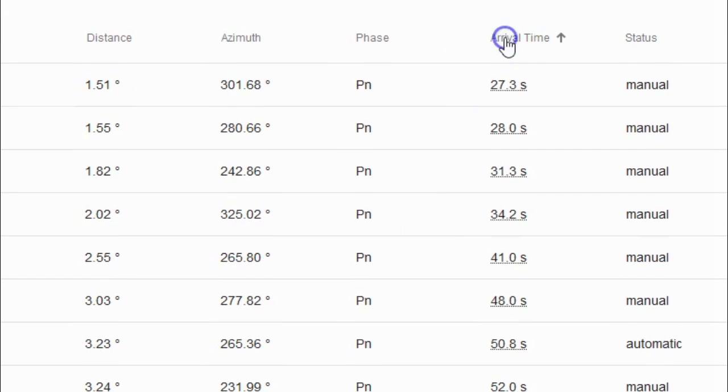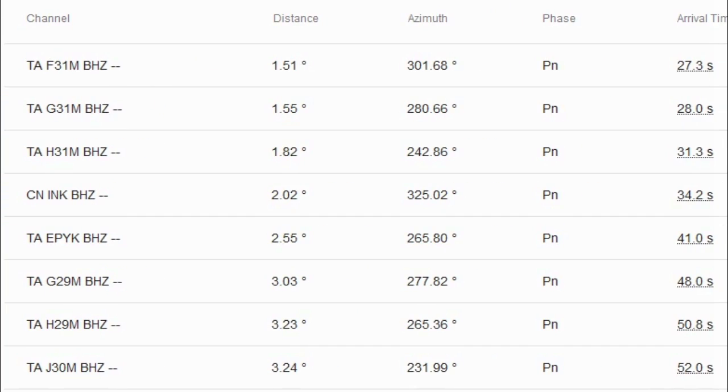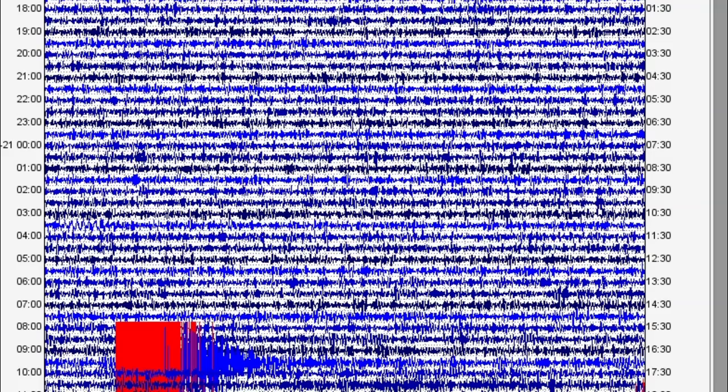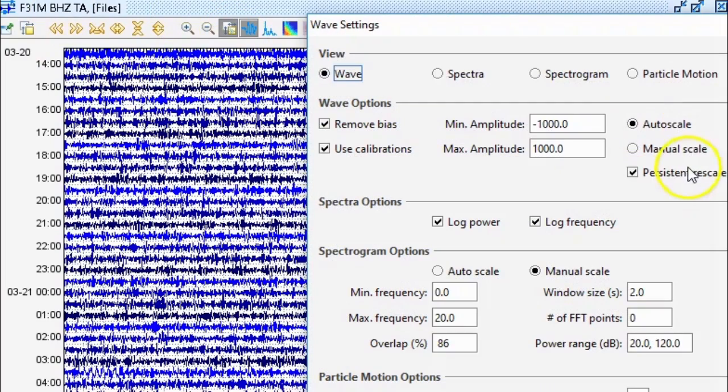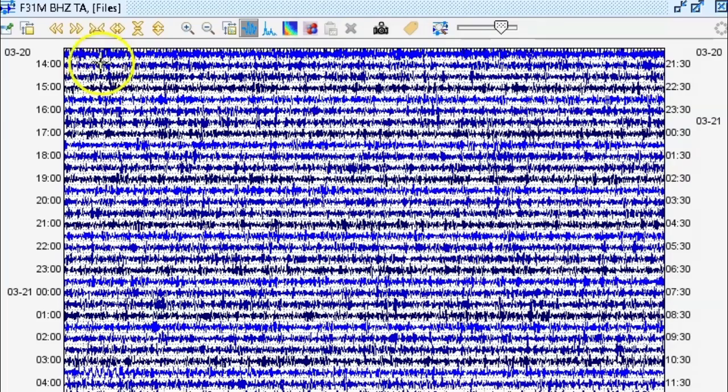I don't know. Again, the closest seismic station to these two earthquakes is F31M in the TA network. Coincidentally, I already have F31M in the TA network. Just downloaded the most recent data. Persistent rescale off, 95 overlap, do a high pass filter of 0.6 hertz. All right, let's go forward.